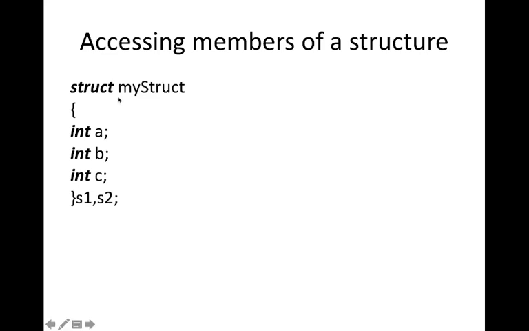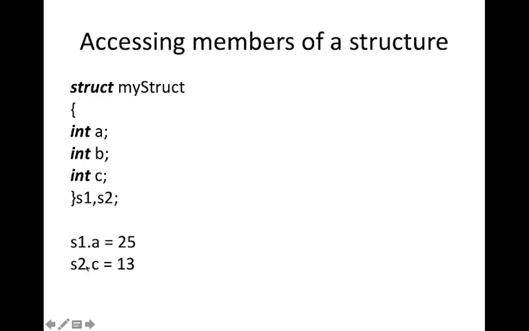So if we have a structure like this, int A, B, C, and we are declaring S1, S2. Now if we want to access the members A, B, C, then you can simply assign some values like this. S1 dot A equal to 25. This means 25 will be assigned to S1's A value. So S1 has A, B, C, similarly S2 has A, B, C. S1 dot A means 25 will be assigned to S1 dot A. Then S2 dot C means 32 will be assigned to S2 dot C.